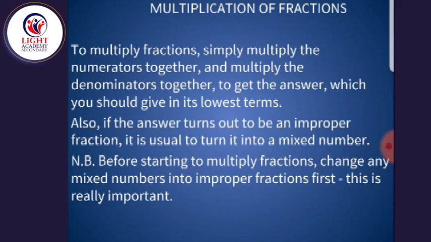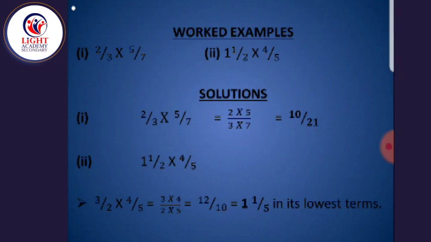It should also be noted that before starting to multiply fractions, change any mixed numbers into improper fractions first. This is very important. If that is fine, we can move forward and look at some examples. In Roman 1, we have 2 out of 3 times 5 out of 7.